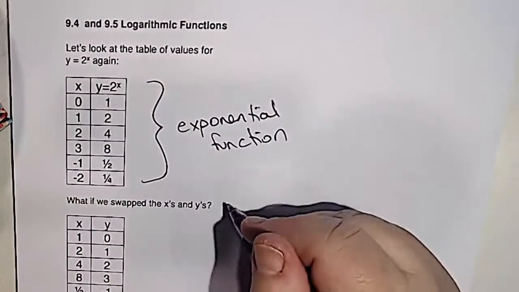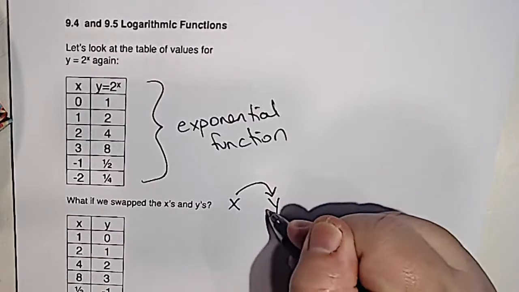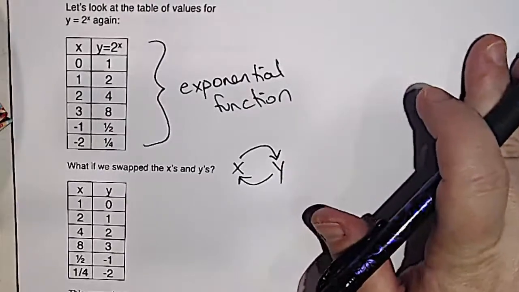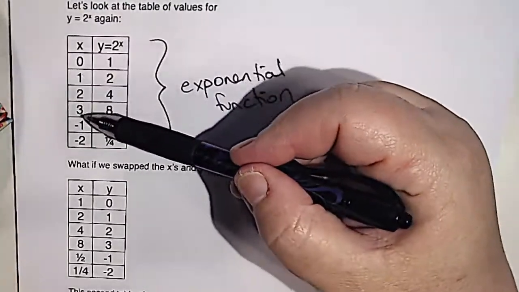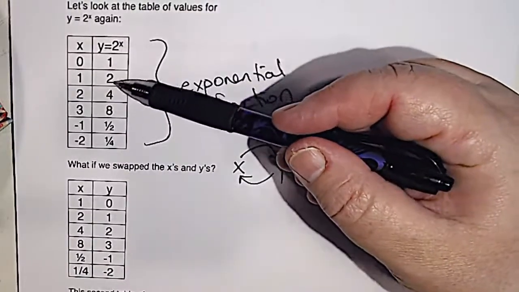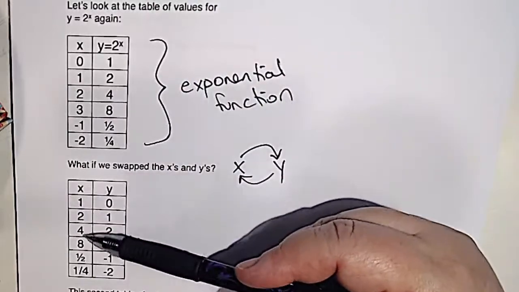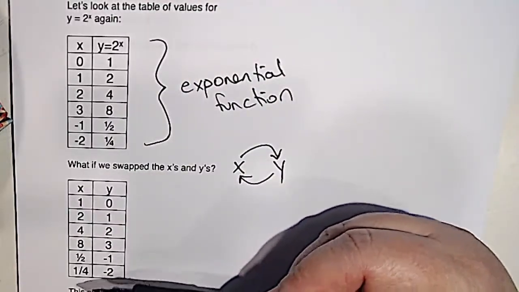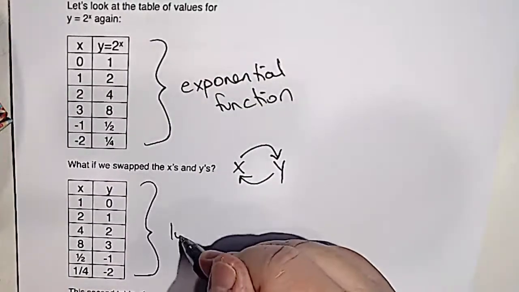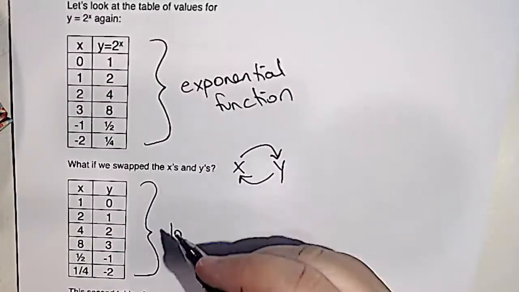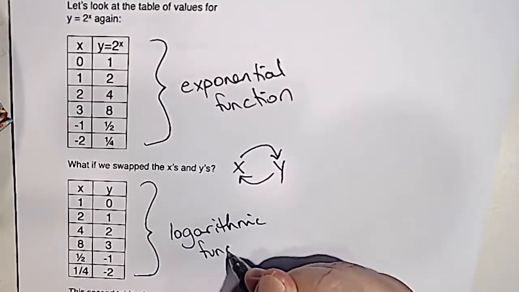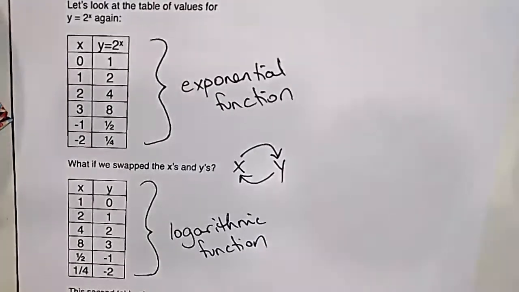So what we're going to do is take the x and the y, and we're going to swap them in this bottom table. So if you take a look, I've got 0, 1, 2, 3, -1, -2. These are now all the y values. And the y values to begin with, 1, 2, 4, 8, 1/2, 1/4, are now the x values over here. If we swap x and y, we end up with something we call a logarithm. And this is called a logarithmic function.